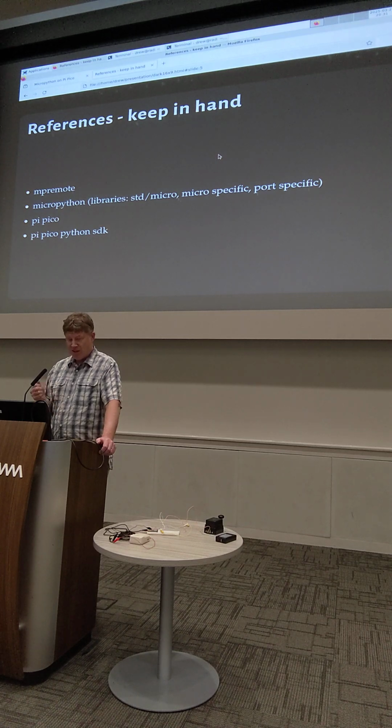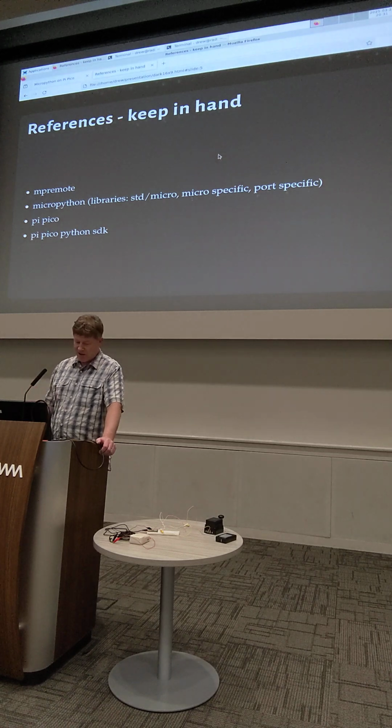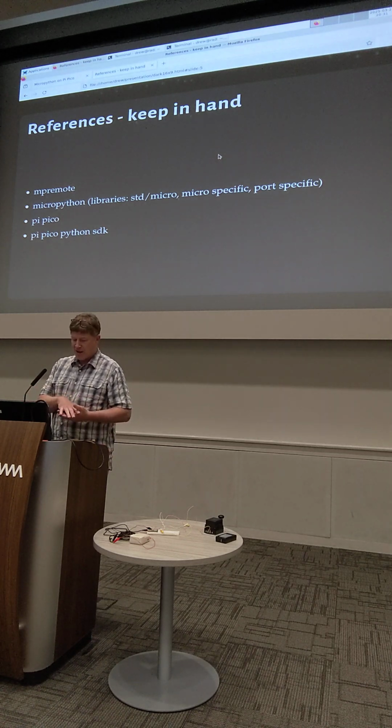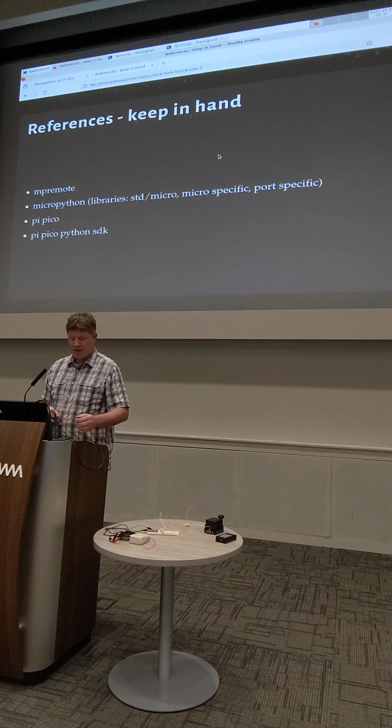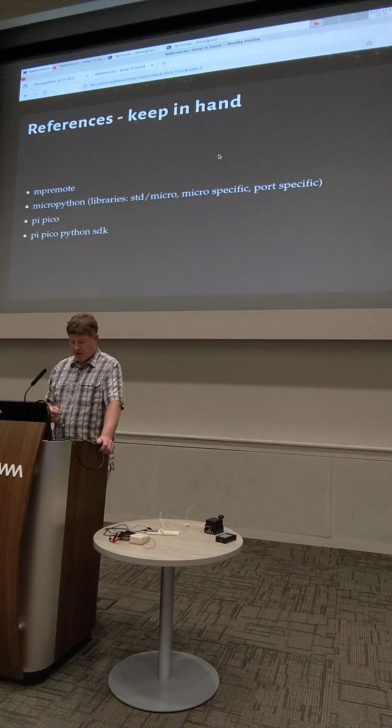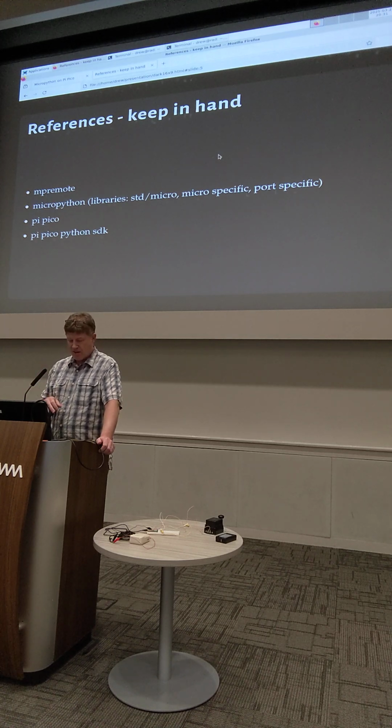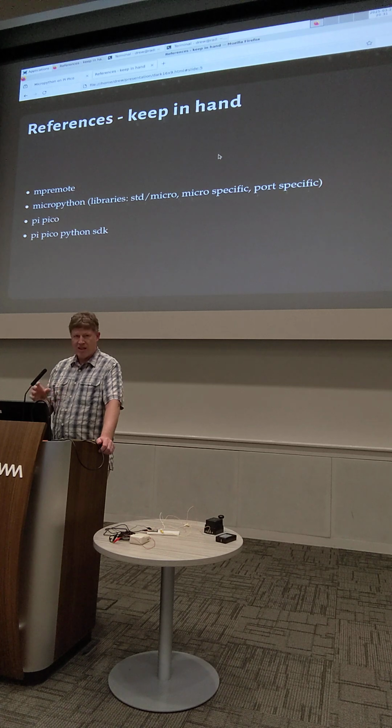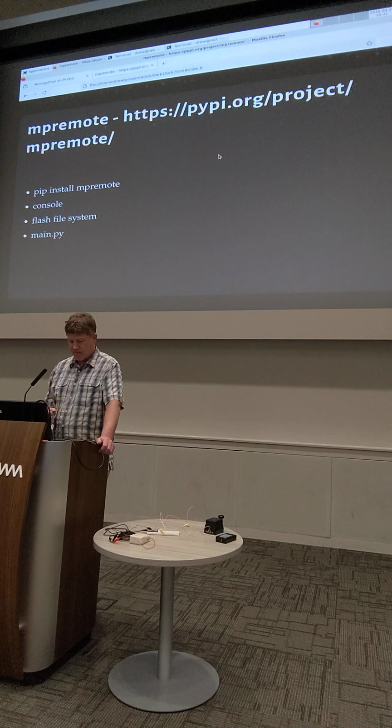A few references are good to keep in hand when you're working with this. So the mpremote documentation, the MicroPython documentation, the section on libraries, standard libraries, the MicroPython specific ones, port specific nuances, but again, even the MicroPython specific stuff, they try to keep it common across the different targets. The Pico documentation itself and the microcontroller is useful, like to know what pins you can use for what and that sort of thing. And the Pico has a Python SDK document, which is kind of the document to describe how to get going with MicroPython here.